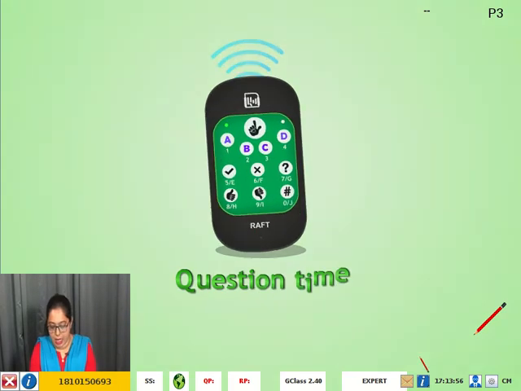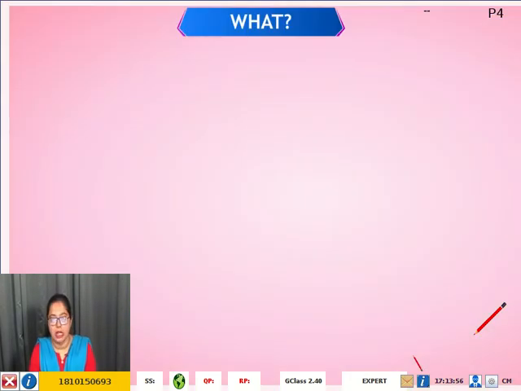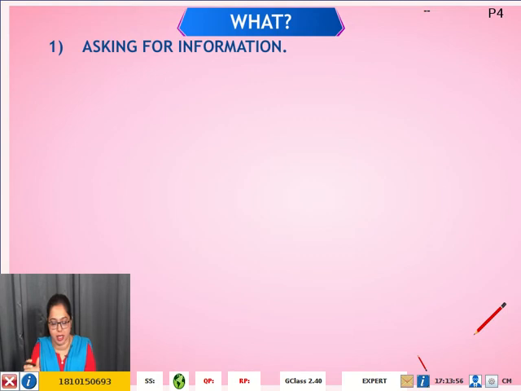So now we will learn the usage of these WH words. The first WH word coming up on the screen is what. So let's see where what is used. What is the usage of the word what? What means asking for information. So whenever we use the word what, we ask for information, right?